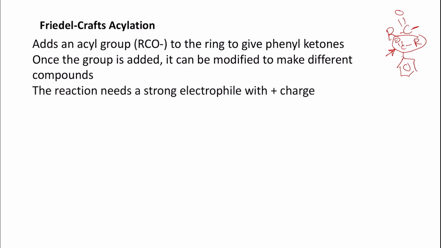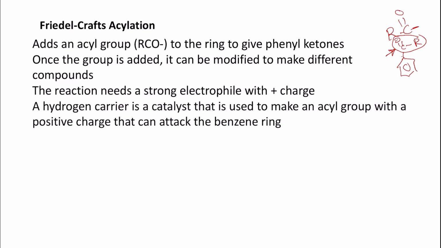The reaction needs a strong electrophile with a positive charge, and in order to create an acyl group with a positive charge, we need a catalyst. This catalyst is called a halogen carrier. This catalyst is used to make an acyl group with a positive charge, so it can undergo the electrophilic attack on the benzene ring. Aluminium chloride is this halogen carrier which is used in this reaction. It's called the Friedel-Crafts acylation catalyst.